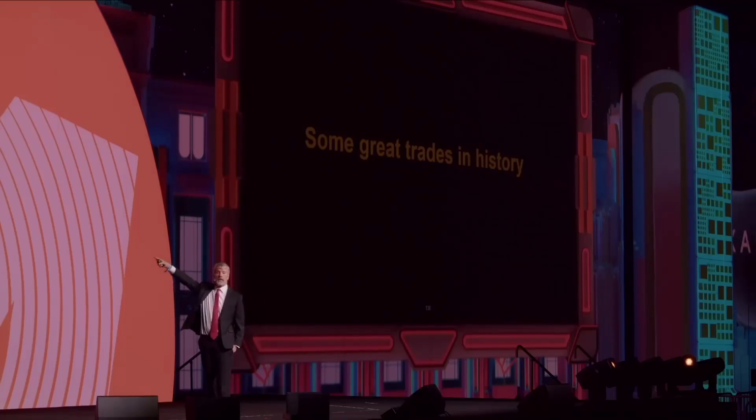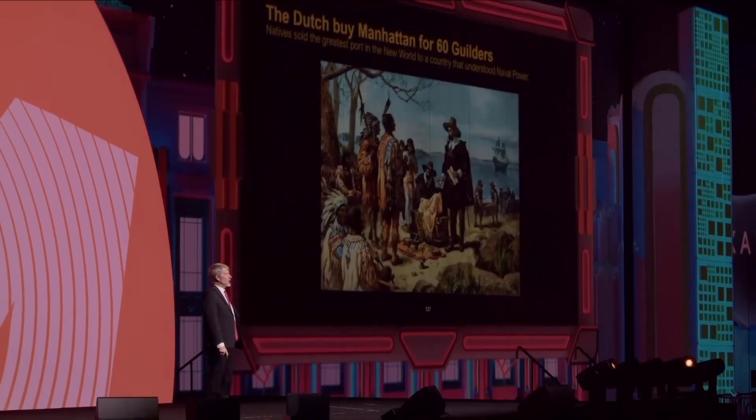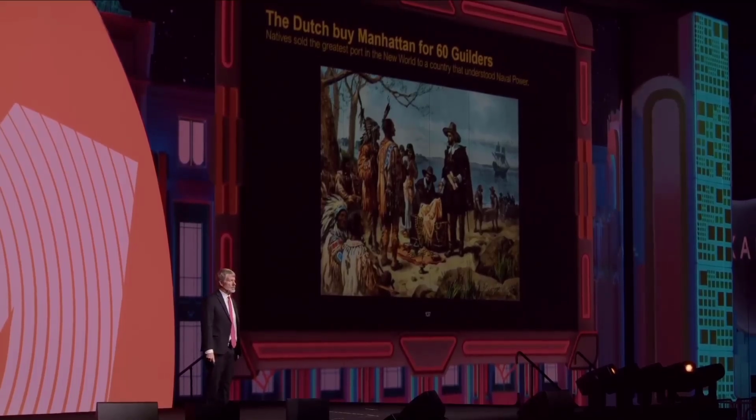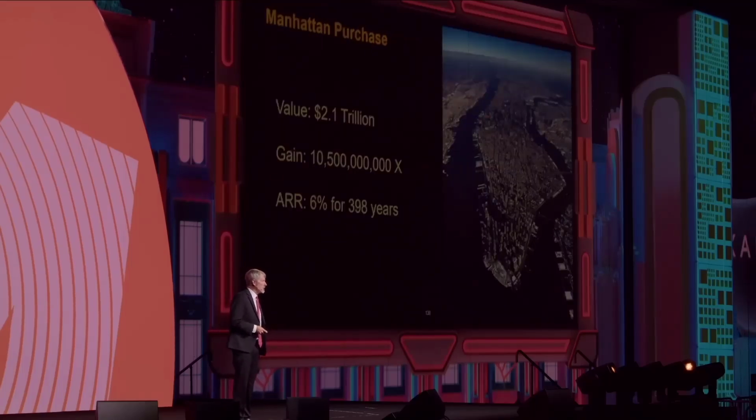So let's talk about some great trades in history, some trillion-dollar trades. The Dutch understood naval power. They understood ships. They had thousands of them. They bought the best port in the New World for a couple of $100 in plastic and textile trinkets. And that's worth $2.5 trillion today. Okay? It was an investment that's returned 6% for 398 years straight. It's a 10.5 billion X return.